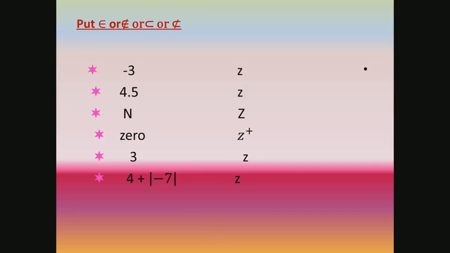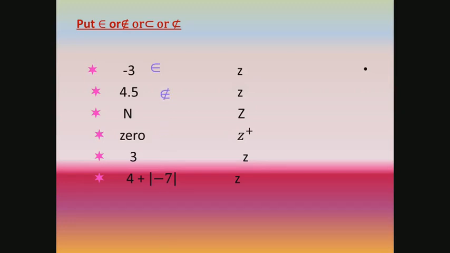Belong or not belong, or subset or not subset. At first, what's the difference between belong and subset? Belong is used when comparing a number and a set. Subset is used when comparing two sets. Negative 3 belongs to Z. Excellent. Does 4.5 belong or not belong to Z? Not belong. Why? Because Z has only whole numbers. There are no decimals or fractions in Z. So 4.5 does not belong to Z.